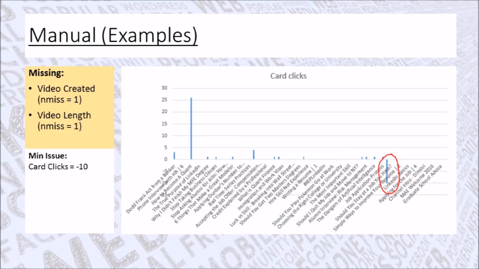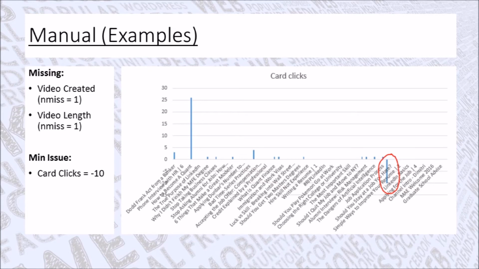Here you can see an example in the manual portion where I actually found a missing value. It's for the video length and the video created. These are just 2 variables I ran a quick analysis on. You can see that I am missing 1 observation. And also you can see here when I take the min on card clicks, there is a -10. This isn't actually an error. I created this error just to show you. But you can also see from the min value, you need to think logically: on card clicks, is it possible to click -10 times? The answer is definitely no. But again, you need to understand your data to know that.